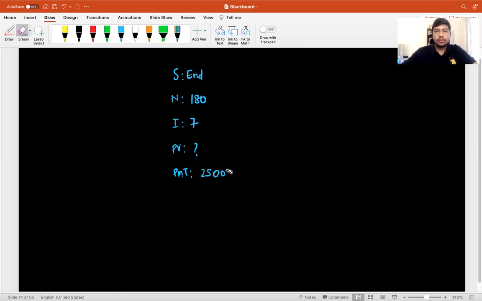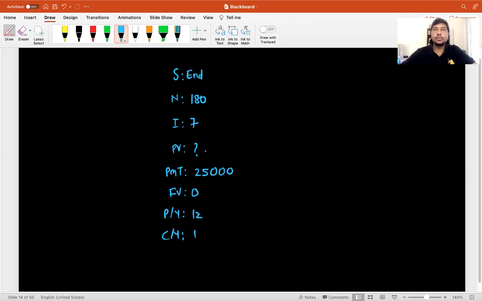And then PMT should be 25,000, which is the income. FV should be 0. Payment per year should be 12. Compounding per year should be 1. This is from a practical perspective.